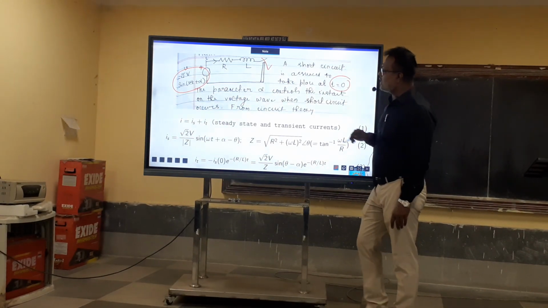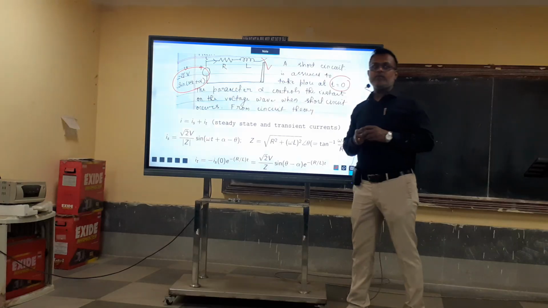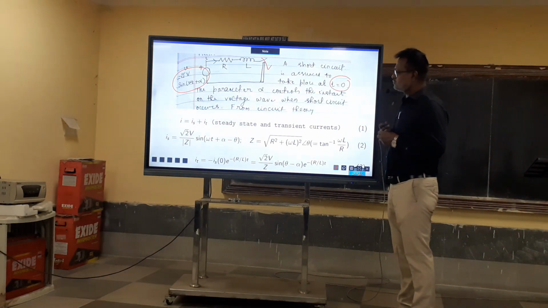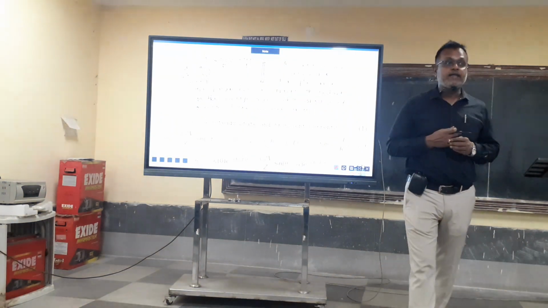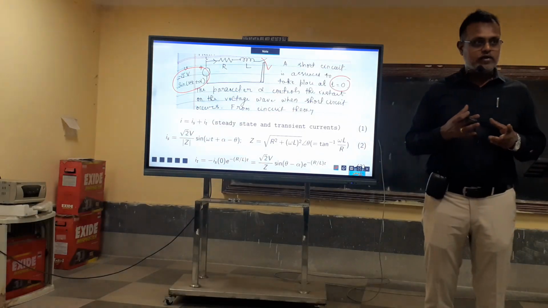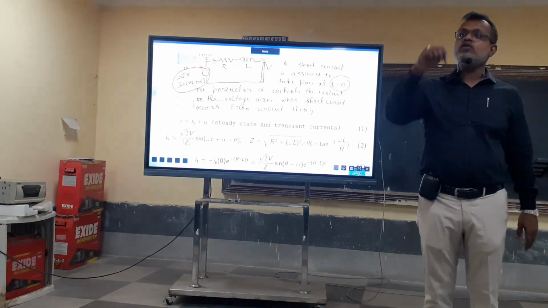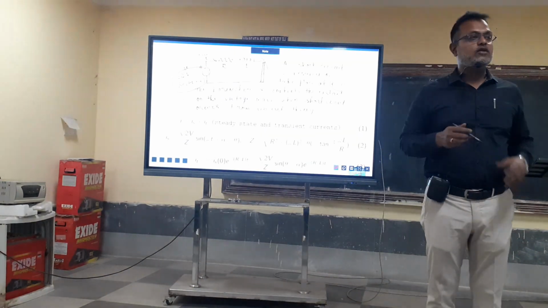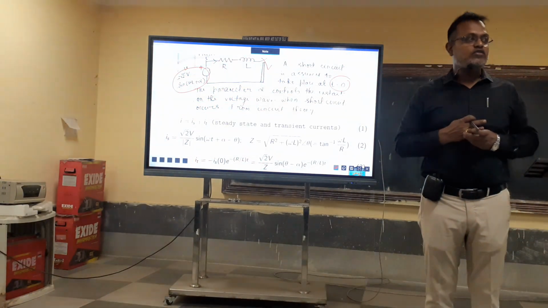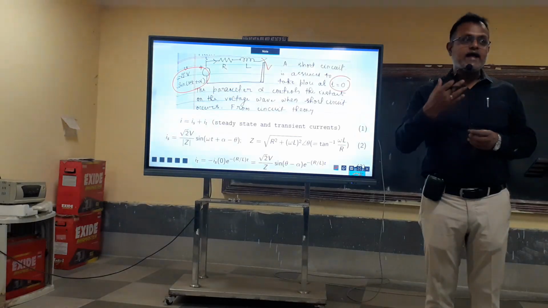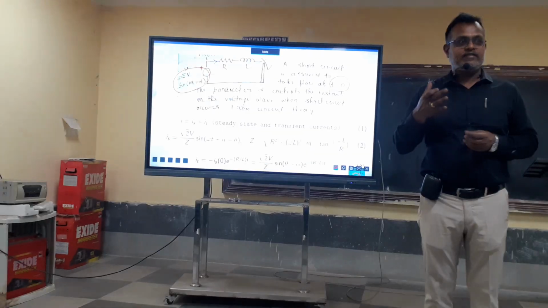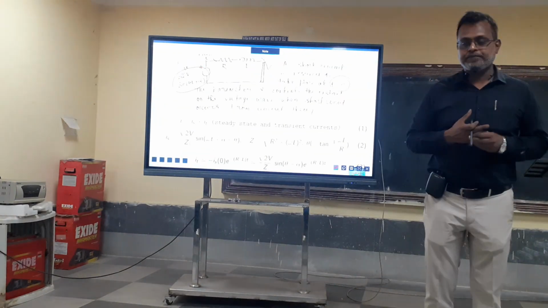What is alpha? The parameter alpha, or the phase angle of the wave, controls the instant on the voltage wave when the short circuit occurs, and therefore the amount of the current. If the short circuit occurs at the zero crossing, the current is less. You might have read in your circuit breaker theory that we always try to do the circuit breaker opening during zero crossing, so that we have less voltage surge.